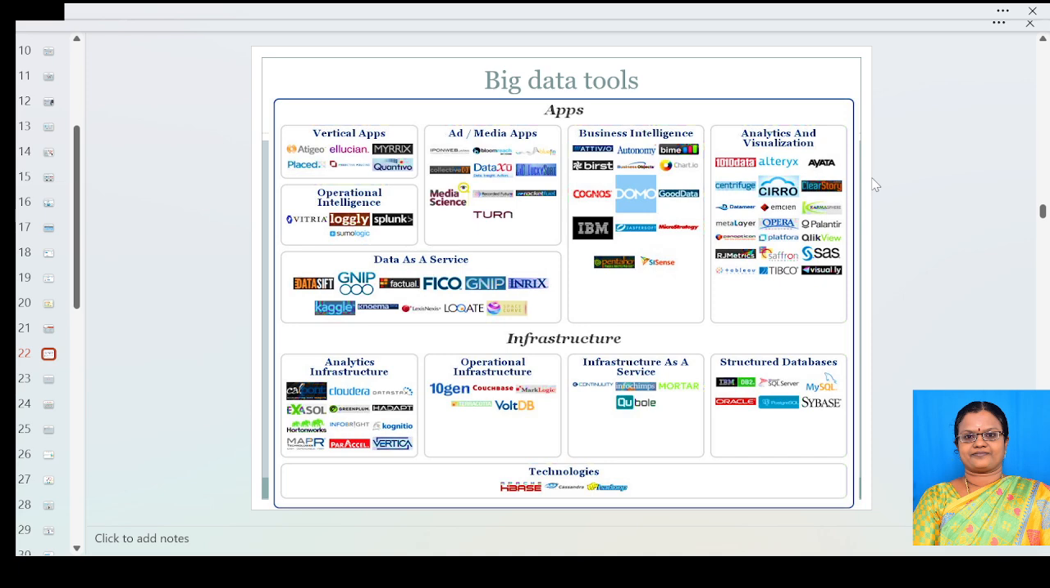These are some of the big data tools available in the market right now for vertical applications, operational intelligence, advertising, business intelligence, visualization and analytics, data as a service for cloud, and infrastructure based. So these are some of the big data tools that are available in the market.